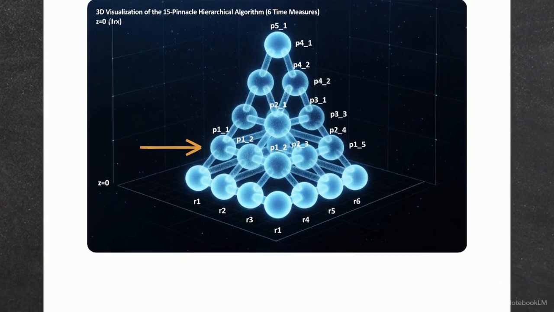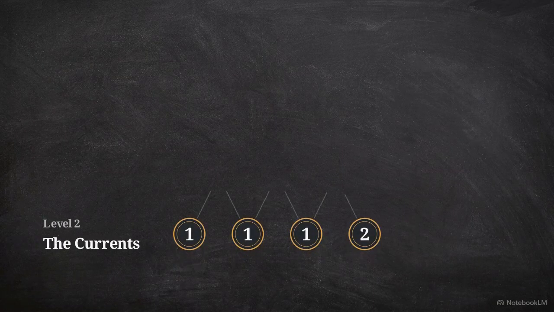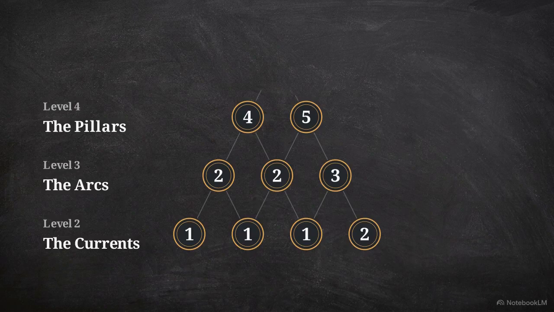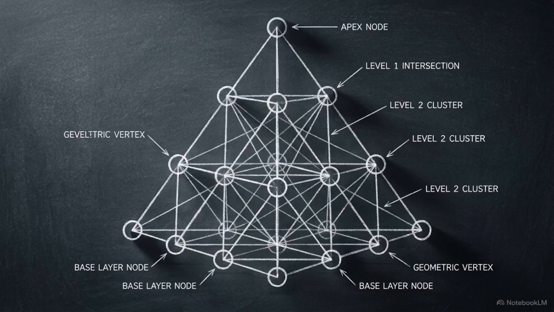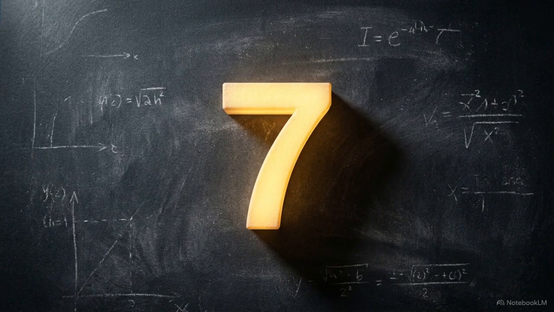The 5 nodes of level 1 condense into 4 nodes at level 2, designated as the currents. These 4 nodes combine into the 3 nodes of level 3, called the arcs. The 3 arcs narrow into the 2 nodes of level 4, the pillars. Finally, the 2 pillars merge into one singular node at the peak. The completed architecture consists of a 15-point hierarchy with 21 nodes and 30 edges. This apex node integrates all 6 dimensions of the original birth timestamp into one final value. This digit serves as the ultimate time signature for the entire moment.